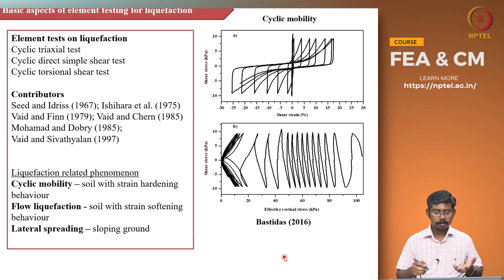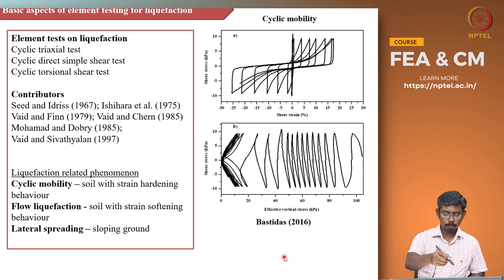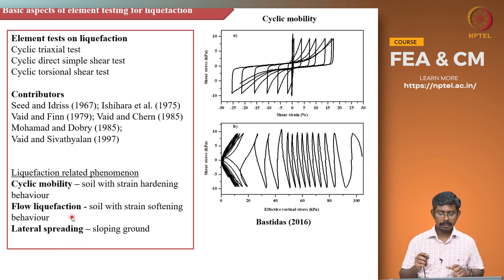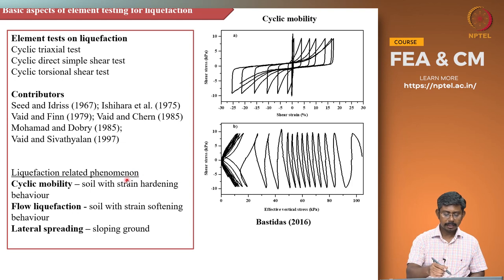Coming to the simulation of liquefaction in element tests in the laboratory, the most performed tests are cyclic triaxial, cyclic direct simple shear, and cyclic torsional tests. Various researchers have contributed to this aspect, and the key phenomena associated with liquefaction are cyclic mobility, flow liquefaction, and lateral spreading. These phenomena occur at different soil conditions depending on the behavior of soil under shear loading. For instance, cyclic mobility occurs in a soil which exhibits a strain hardening response to shear loading, and flow liquefaction happens if the soil exhibits a softening behavior under monotonic loading. Lateral spreading is possible mostly in sloping ground where static shear stress is predominant. Here in this lecture, it is all about cyclic mobility.